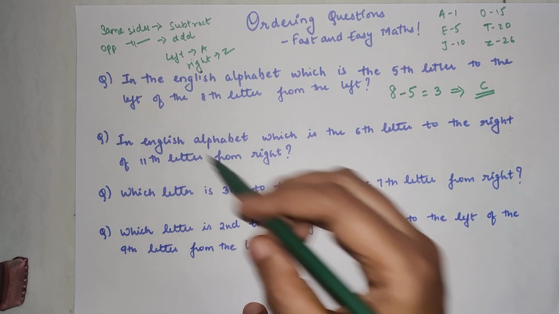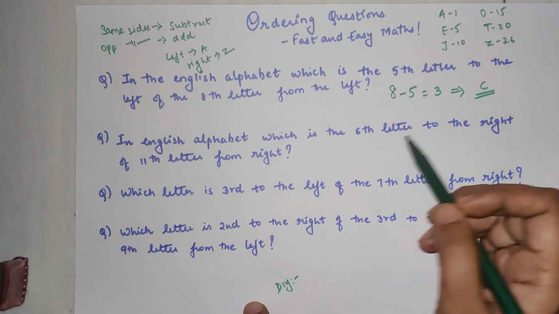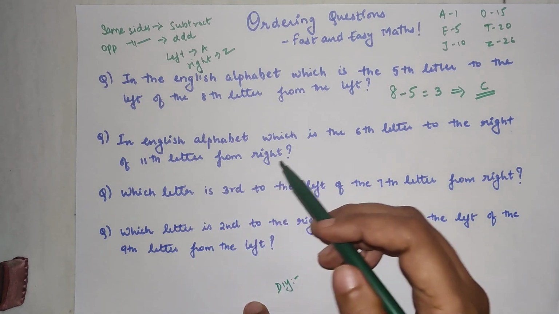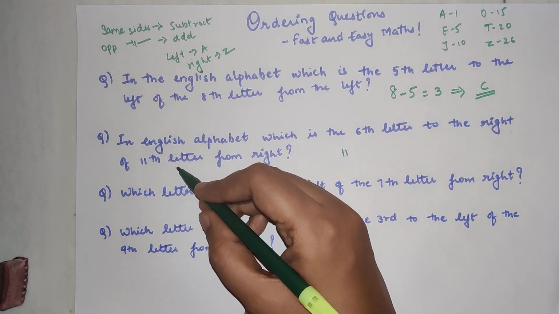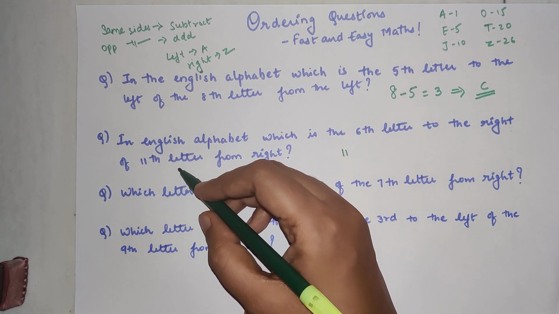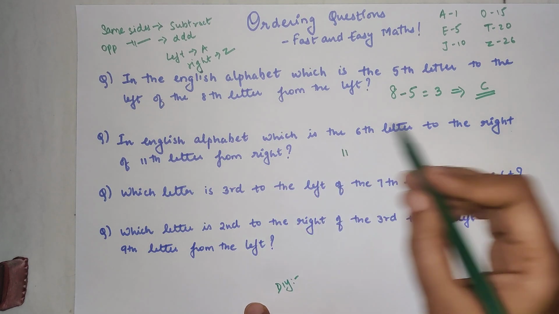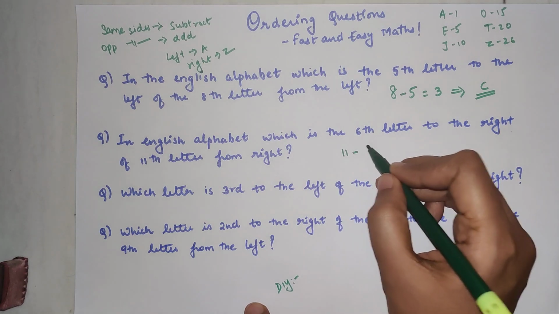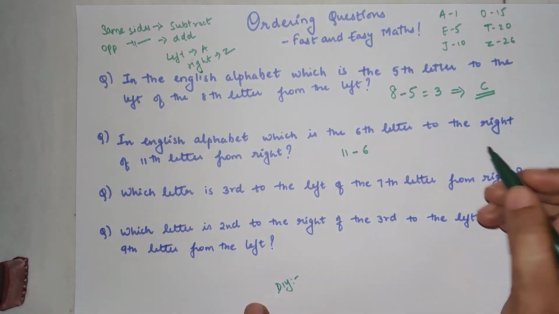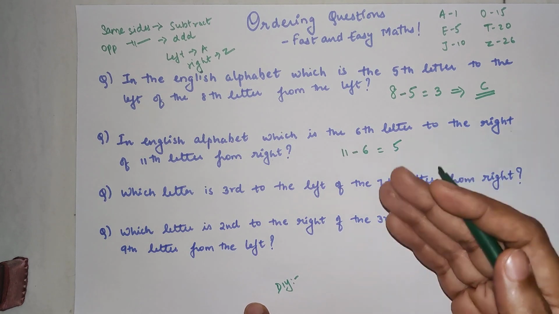Okay, so the next question is, in the English alphabet, which is the 6th letter to the right of the 11th letter from the right? Like I said, we are starting from the innermost detail or the last detail given, which is 11 in this case, and since this is from the right and the 6th letter is also from the right, we are going to do subtraction because they are same sides. So the answer is 5. So now this is the 5th letter from the right.